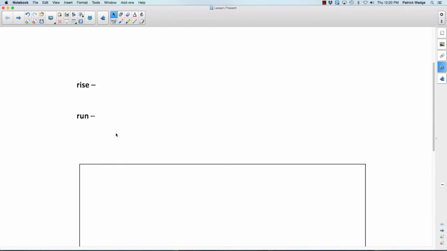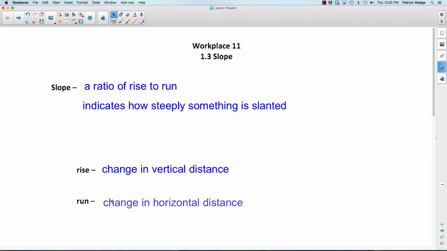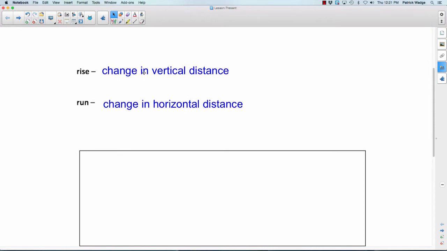And the way we measure slant, or steepness, is by looking at the ratio of rise to run. Now what does that mean? Rise is the change in vertical distance, and run is the change in horizontal distance. If you compare how far something's changing vertically, now we're good with our vertical and horizontal, right? Vertical is up and down, and if we compare that to how fast it's changing horizontally, left and right, we'll get a sense of our slope.